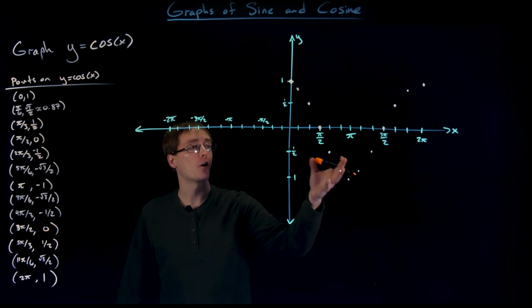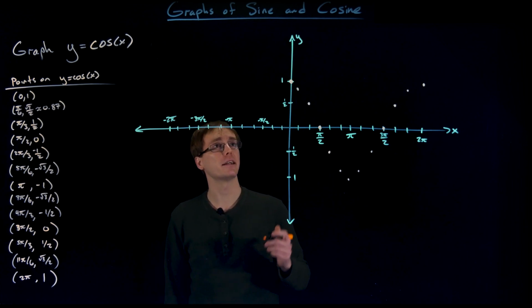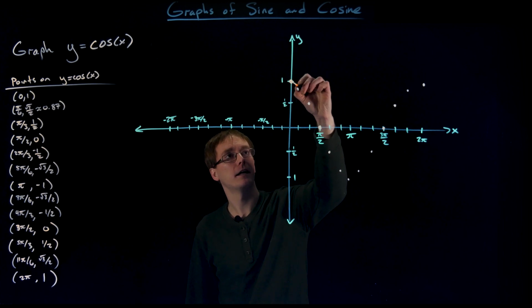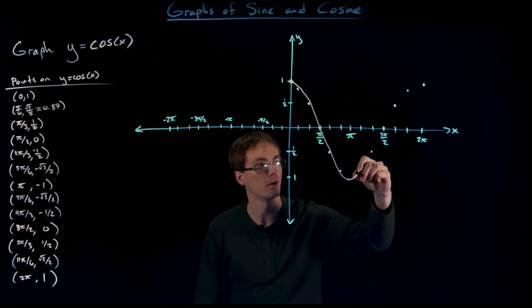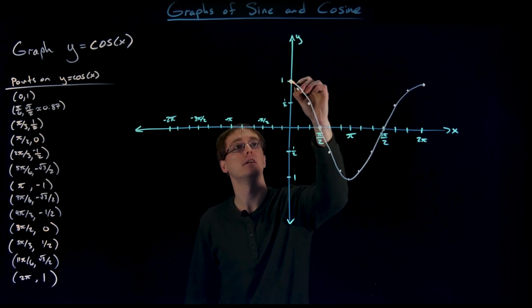All right, so this is what our points look like when we plot all 13 of them on our xy plane. Now, if we carefully connect these dots, we get the graph of our cosine function, or part of the graph of our cosine function.